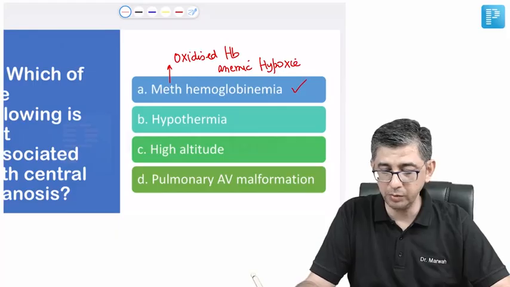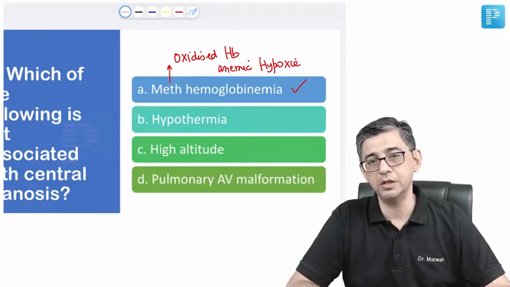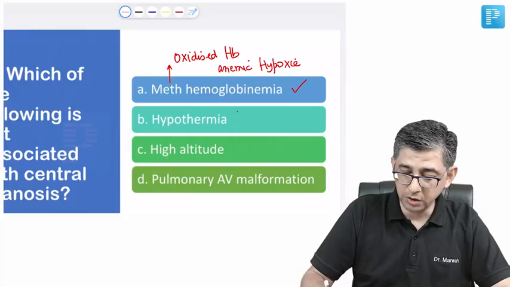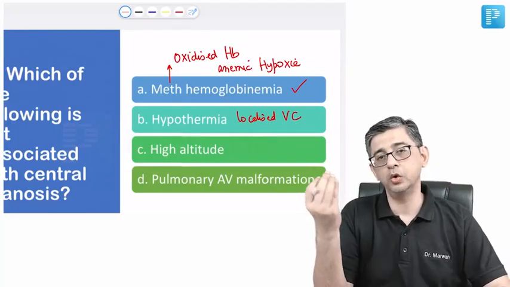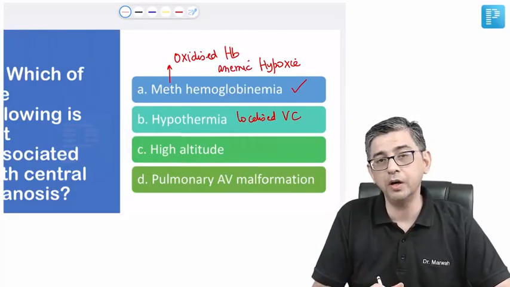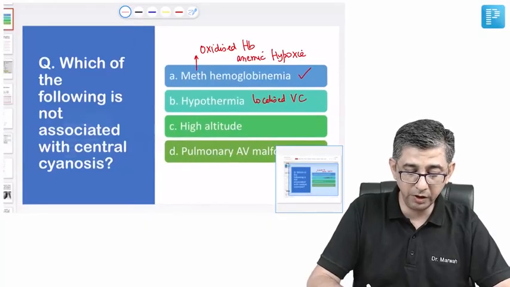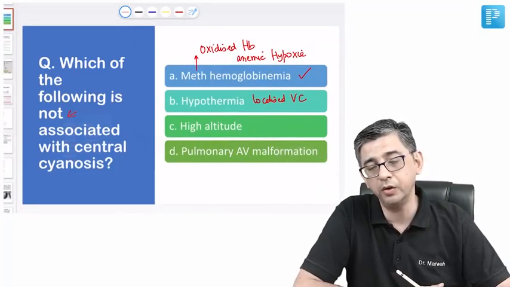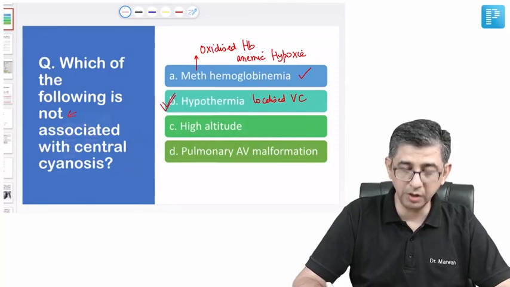So central cyanosis will be present. But hypothermia, which we were discussing as core temperature less than 35, will be causing localized vasoconstriction, and only the fingers and the toes of the patient will turn blue, or maybe the earlobes or the tip of the nose might have a bluish tinge, so I'm going to call it peripheral cyanosis. Question is, which of the following is not associated with central cyanosis? Then hypothermia will be associated with peripheral cyanosis.